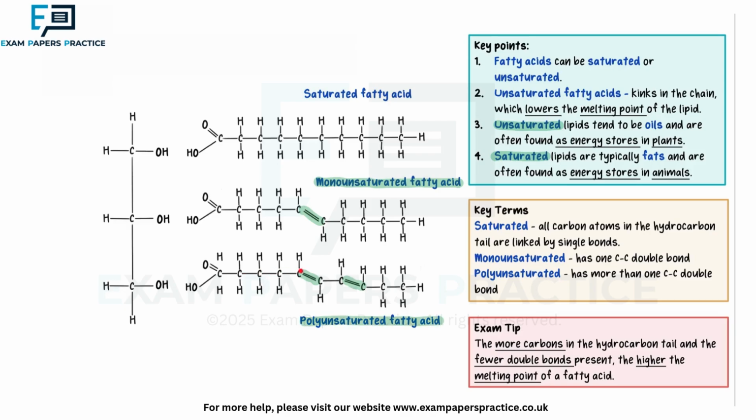Double bonds put a kink into the chain, which pushes the molecules apart, lowering their melting point and making the lipid more fluid. Lipids with many unsaturated fatty acids are usually oils and are often found as energy stores in plants. Those with mainly saturated fatty acid tails are often fats and found as energy stores in animals.